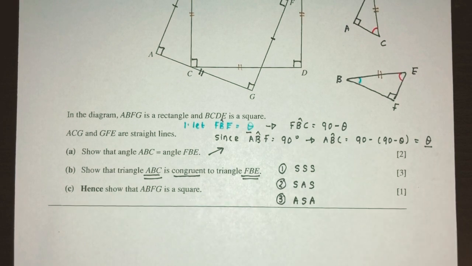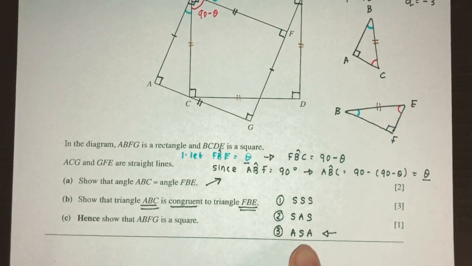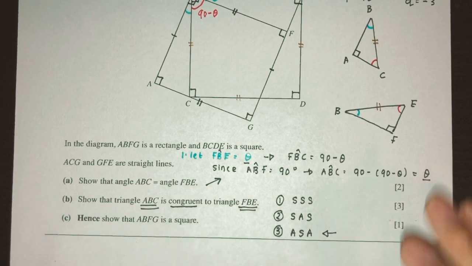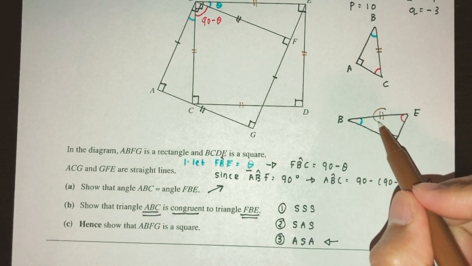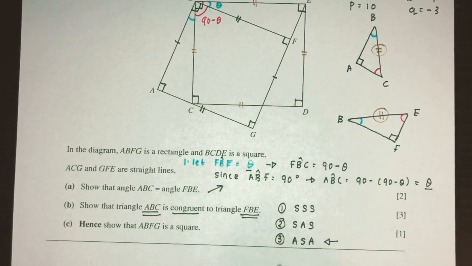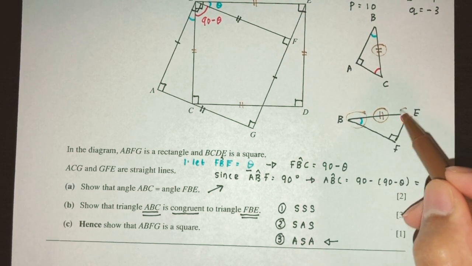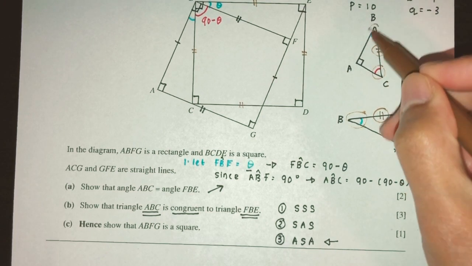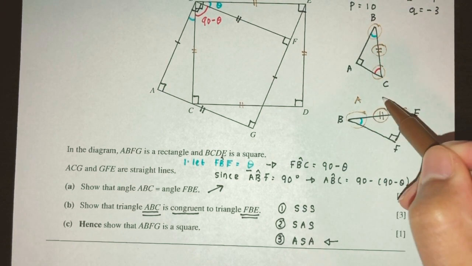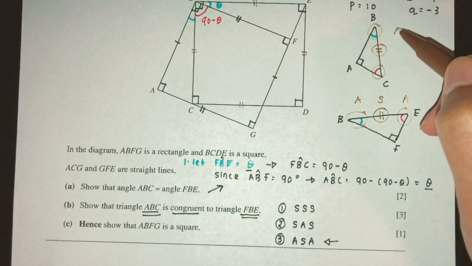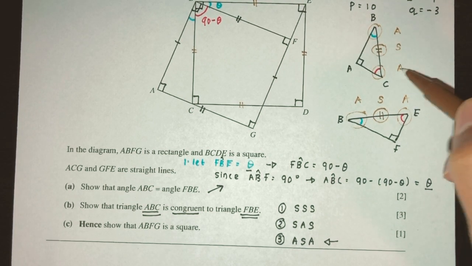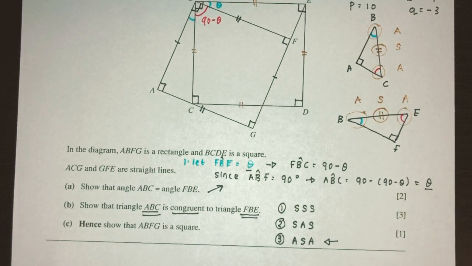So in this question itself, it is easier to prove the third method, which is by ASA. If you observe, ASA means the side in between and the two angles around it. As you can see, we know that this brown side in between are the same, and the two angles around it are the same, as you can see. So by the ASA method, you have proven that these two triangles are congruent. So let's write this down.